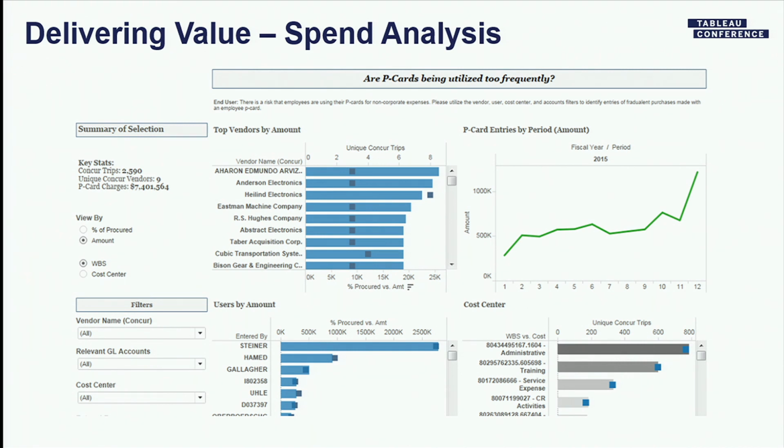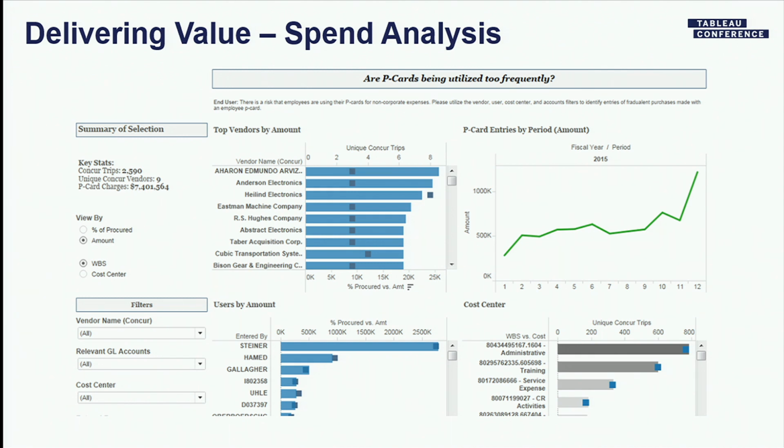The second dashboard is around spend analysis. I mentioned I used to be in entertainment, and 20 years ago, the entertainment world was kind of the wild, wild west. Executives at all of the big studios would be given P-cards, and if they wanted to keep the talent happy, they could come out here to Las Vegas and rent out the whole top floor of the Mandalay Bay, and no one would really bat an eye.